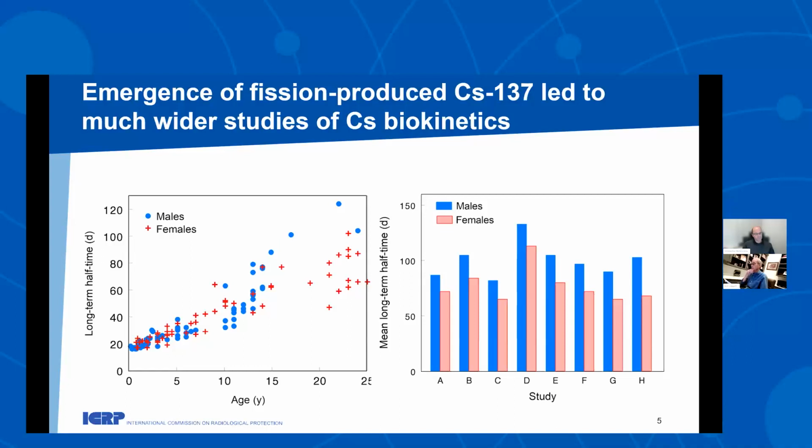And on the right side, this shows mean long-term half-times of cesium for male and female subjects in 8 different studies. And the largest study had 239 people, the smallest about, I forget how many, 7 or 8 people. And you see that in every study, the mean half-time for males was about 15 to 30% greater than that in females.